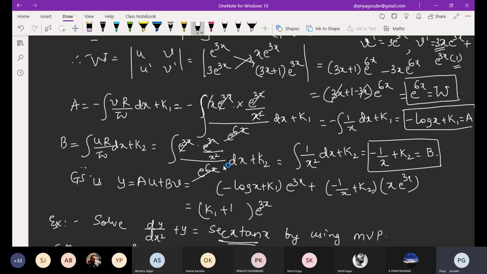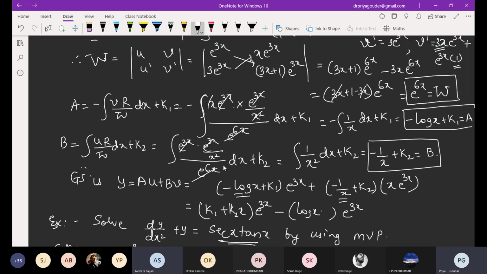Tell me the terms not containing K1, K2, other than that. Isn't it this term and this term? So what I'll do, both are negative, I'll take minus out. Again here e raised to 3x is there in both the terms, I'll keep it out. This is log x. Check what happens here if you multiply by x to this quantity. What remains?